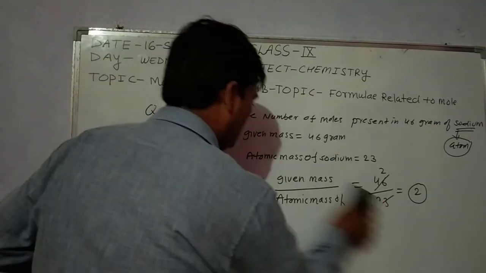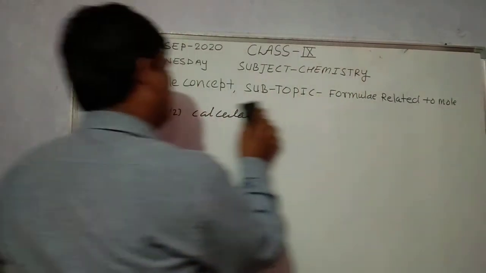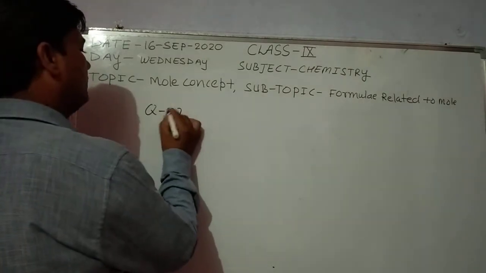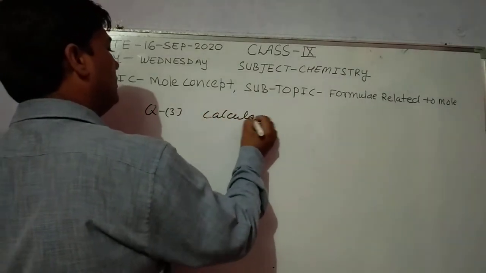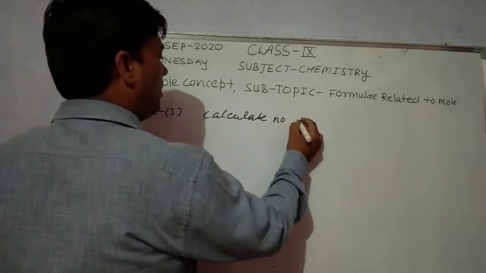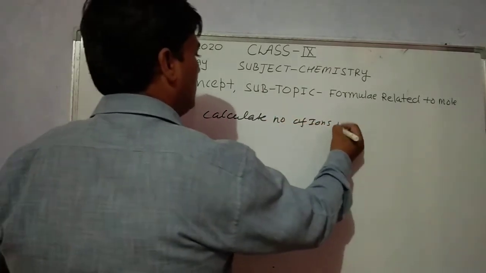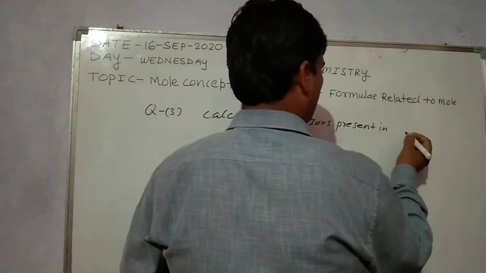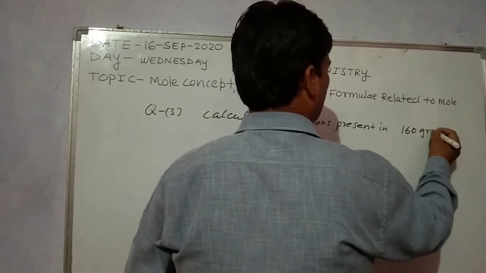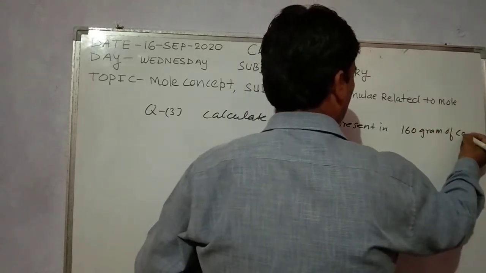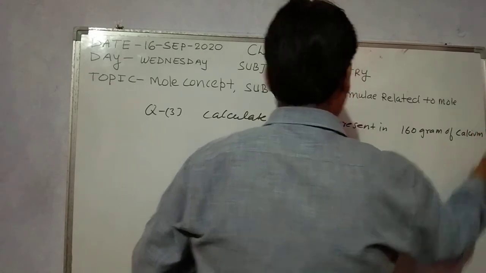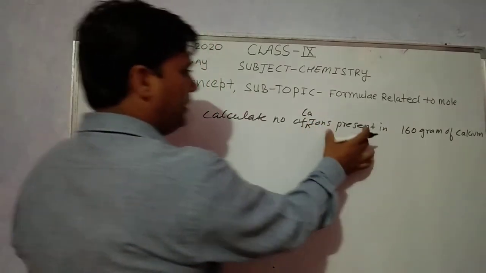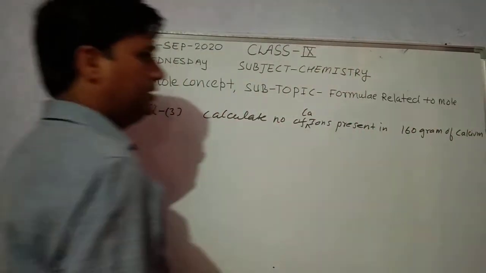Okay. The next question is related to ions. Question number 3: calculate the number of ions present in 160 gram of calcium. Calculate the number of calcium ions present in 160 gram of calcium.